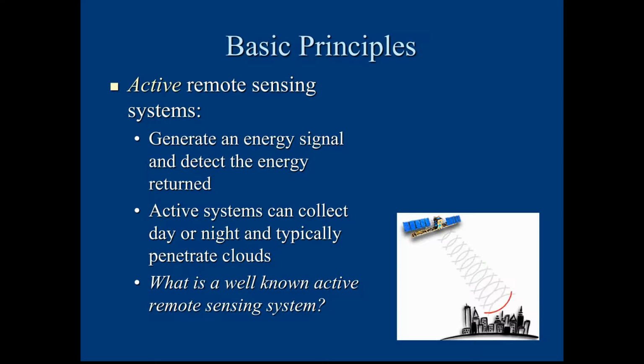An active remote sensing system generates its own energy signal, and that energy is sent out and returned. A major positive for active remote sensing systems is that it can collect data during the day or at night, and it can typically penetrate clouds using cloud-penetrating wavelengths. The negative is that it can require a large energy source to operate.